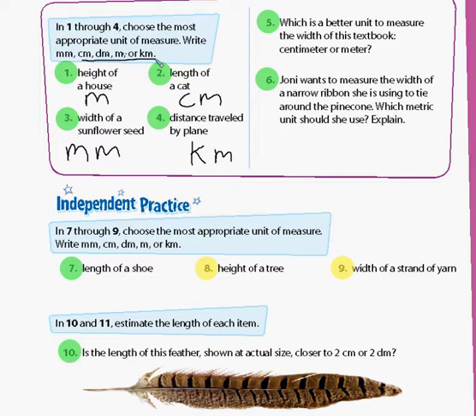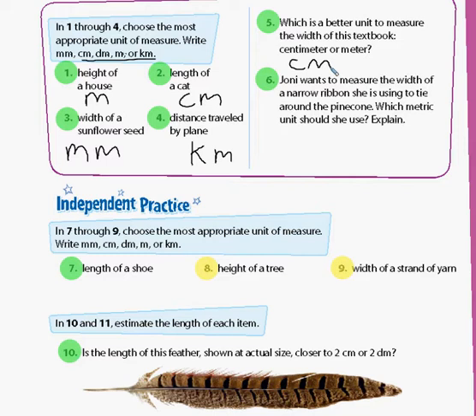Okay, question number 5. Which is a better unit to measure the width of a textbook, centimeters or meters? And it would be centimeters, because the width of a textbook, that'd be a really big textbook if it's a meter thick. And any measurement of the book as a meter would be a very big book.